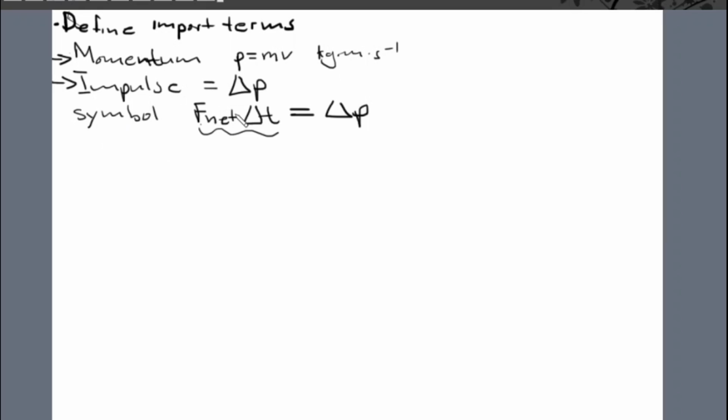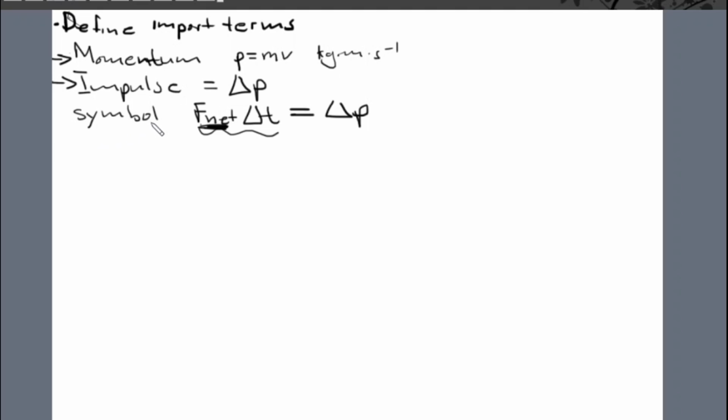Then Newton's second law of motion in terms of momentum states that the net force exerted on an object is equal to the rate of change in momentum. So F net is the subject of the formula. You'll have this in Newton's second law of motion in terms of linear momentum.